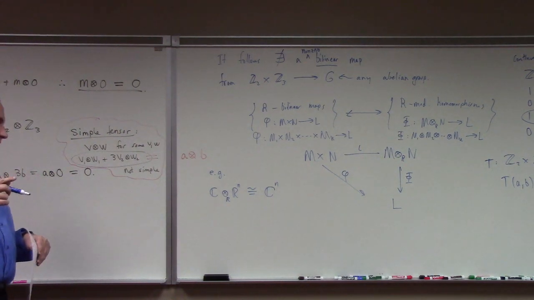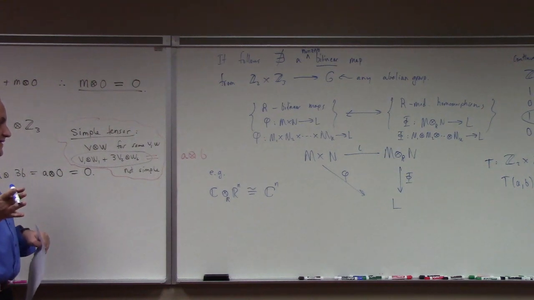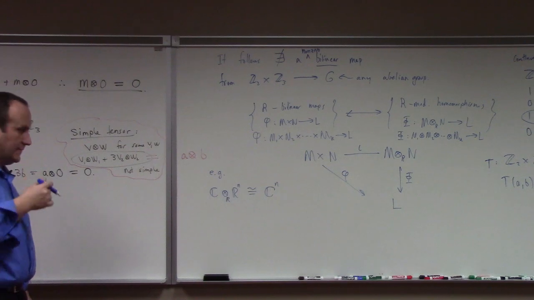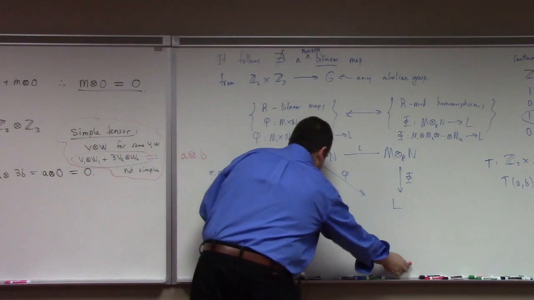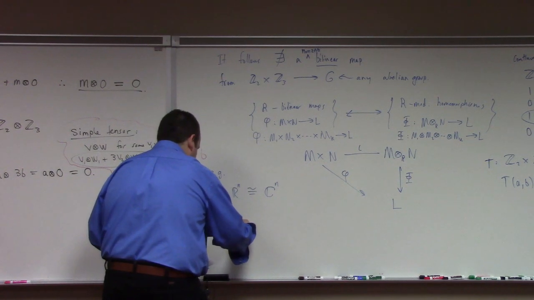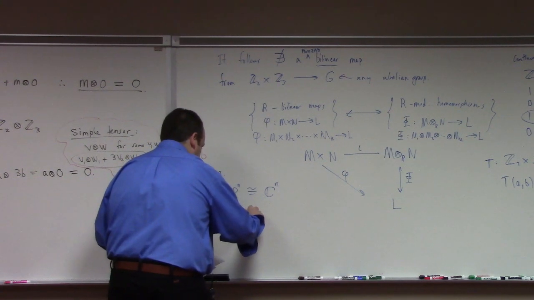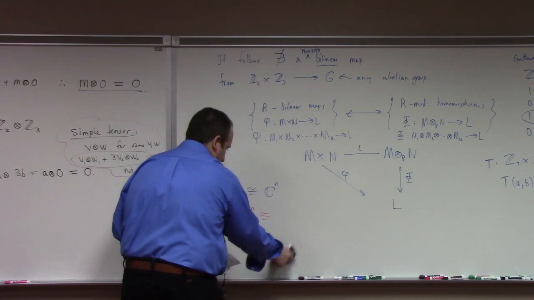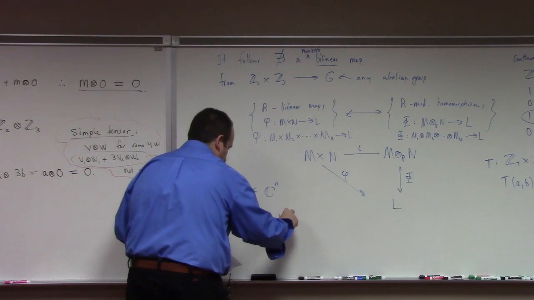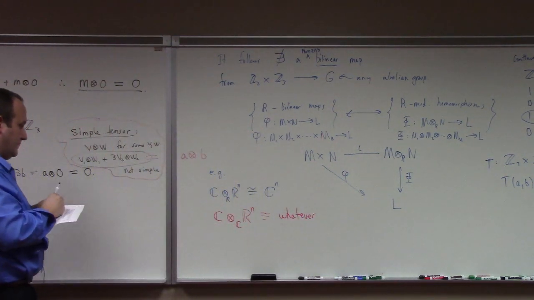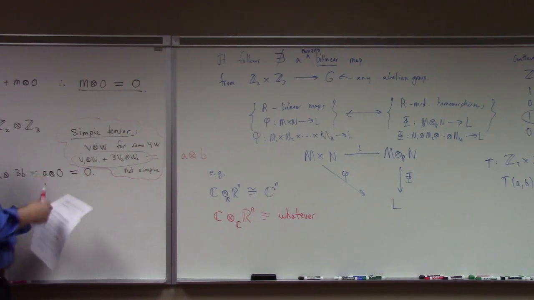I think that would actually be a decent test question in here, right? Could I replace that R with C? Why or why not? You guys tell me. Would that even be allowed? Could I reasonably write C tensor C Rn? Is that even meaningful?